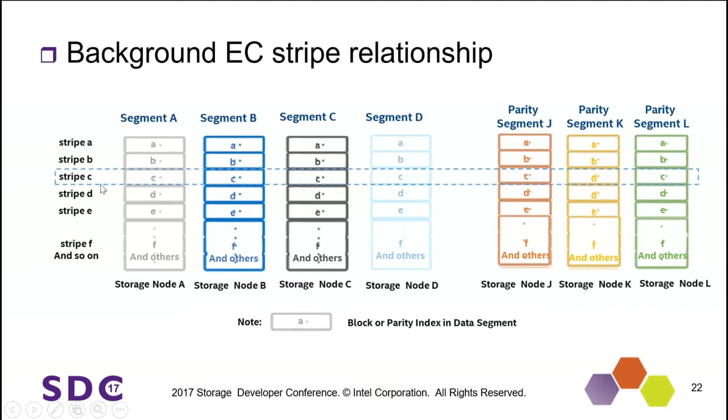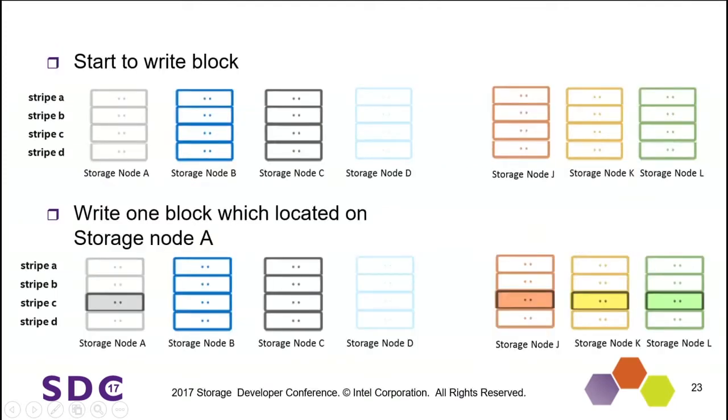They belong to the same stripe C, and they can be used to recover themselves. When a data block whose index belongs to storage node A is first written, since its corresponding companions are all empty, we just store that block into storage node A and also copy it to its parity positions.